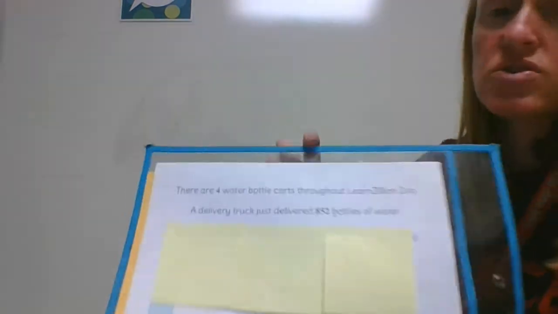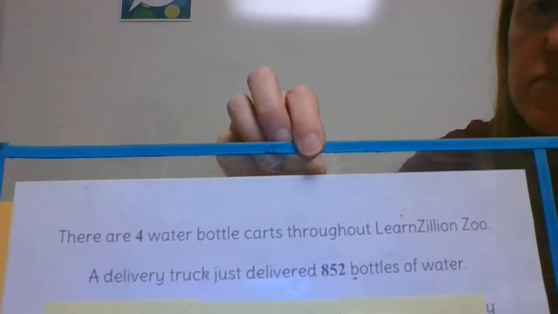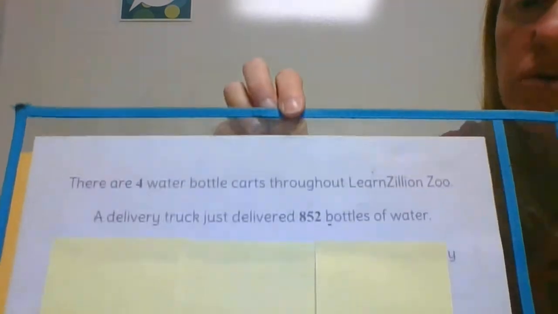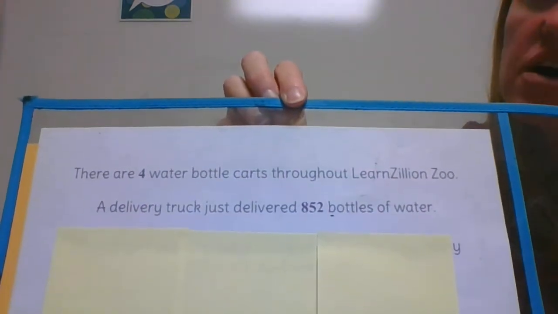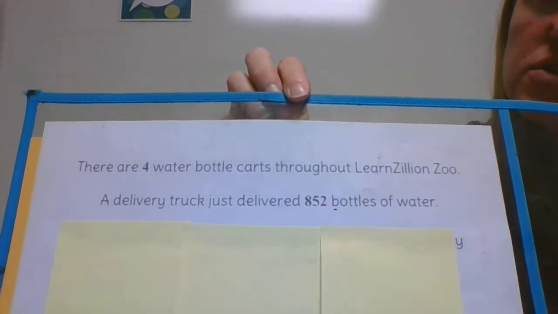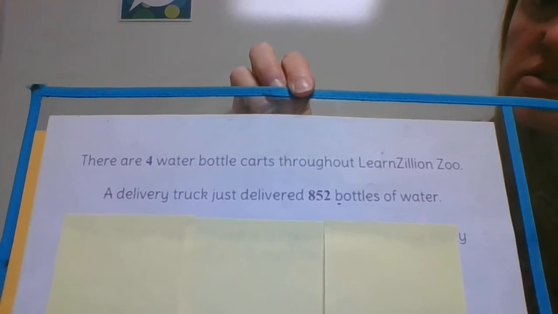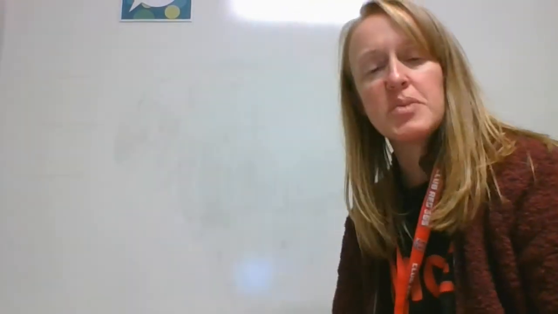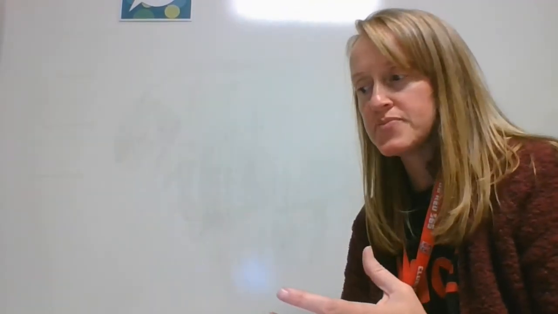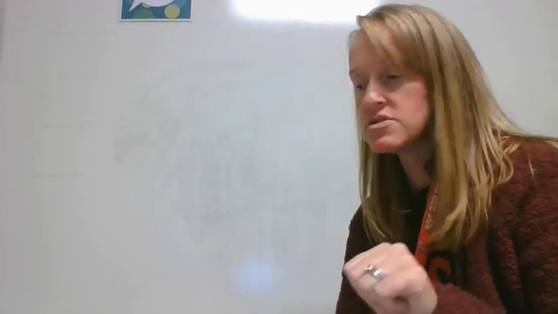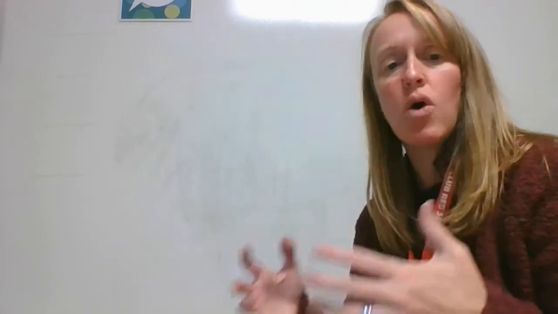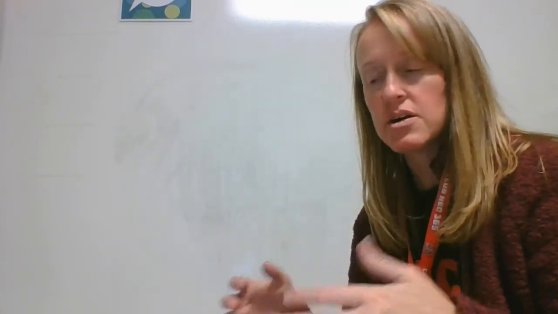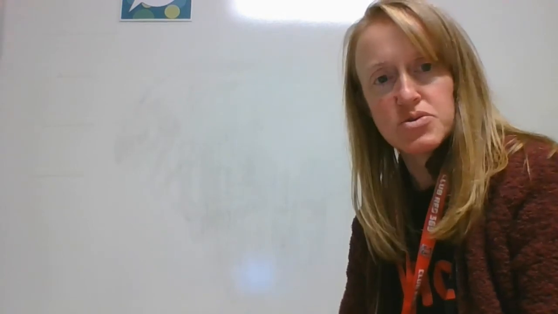Here's the problem we're going to be looking at to start today. There are 4 water bottle carts throughout the Zillion Zoo. The delivery truck just delivered 852 bottles of water. So I want you to think for a minute. There's no question there, but what information do we know? What do we have? We have 4 water bottle carts, and we have 852 water bottles. Okay, wondering what might they do with all those water bottles?